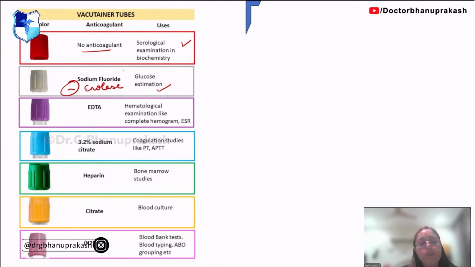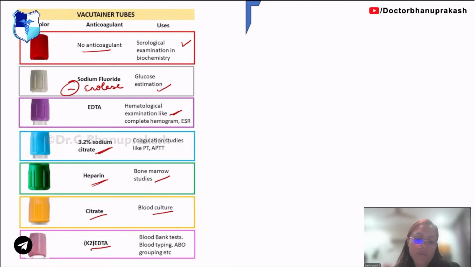Lavender or purple color having EDTA for your pathological examination like hemogram and ESR. Blue color having sodium citrate for coagulation studies. Green color having heparin for bone marrow studies. Yellow having citrate for blood culture. Pink having EDTA for blood banks. Blood bank, blood grouping and ABO grouping, right?